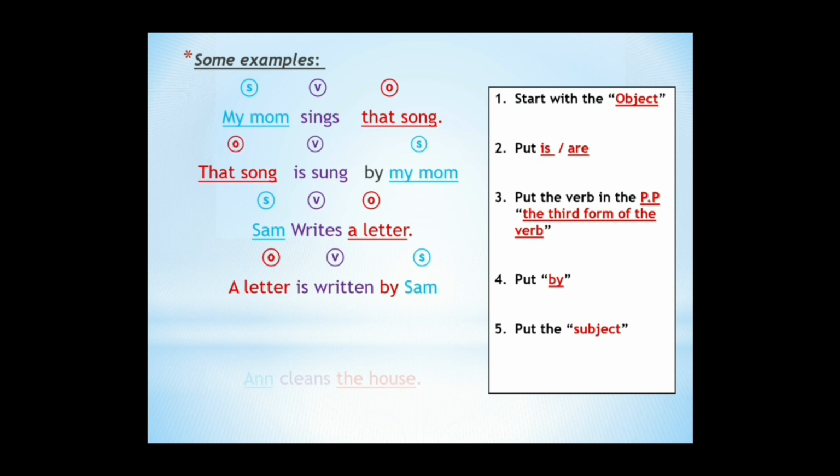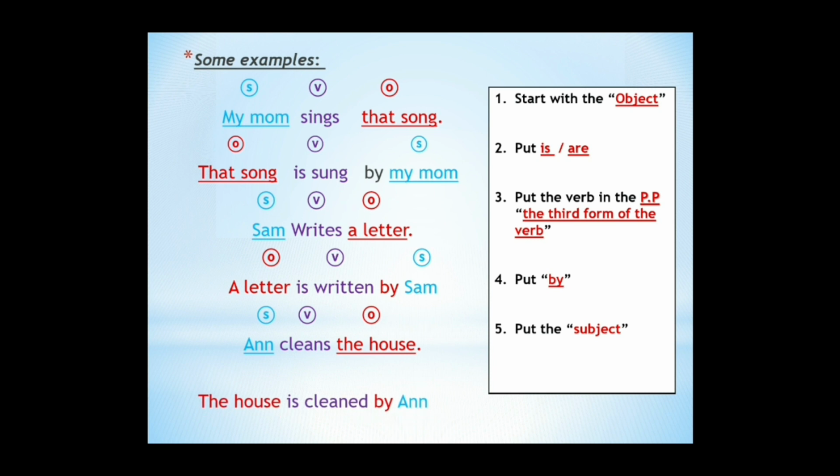The last example. Anne cleans the house. Anne is the subject, cleans is the verb, the house is the object. So it's going to be: the house is cleaned by Anne. Object, verb, subject.